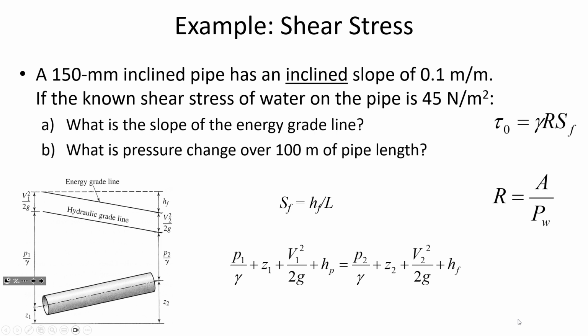The pipe diameter is constant, so whatever the flow velocity is at 1, it's going to be the same at 2. So V1 equals V2, which allows me to cancel out the V1 and V2 terms. We're going to assume the elevation at location 1 is Z1 equals 0. If Z1 is 0, and this is 100 meter pipe length, what is Z2 based on the slope of the pipe? If the slope is 0.1 meters of delta Z per meter, good, so Z2 is 10 meters. If it's 100 meters long, the elevation at location 2 is 10 meters higher.